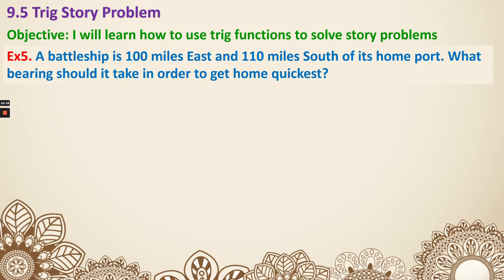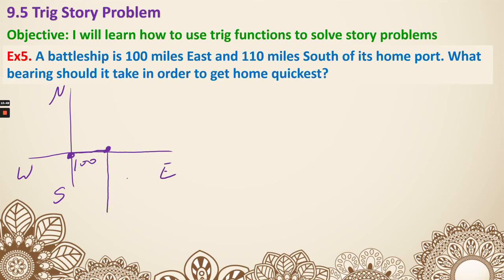Last one, example 10. A battleship is 100 miles east and 110 miles south of its home port. Let's draw it out. This has got to be the home port, north, south, west, and east. This time, it takes 100 east. This has got to be 100 miles. Next, 110 miles south, so then we're going to go down to south. That is 110.